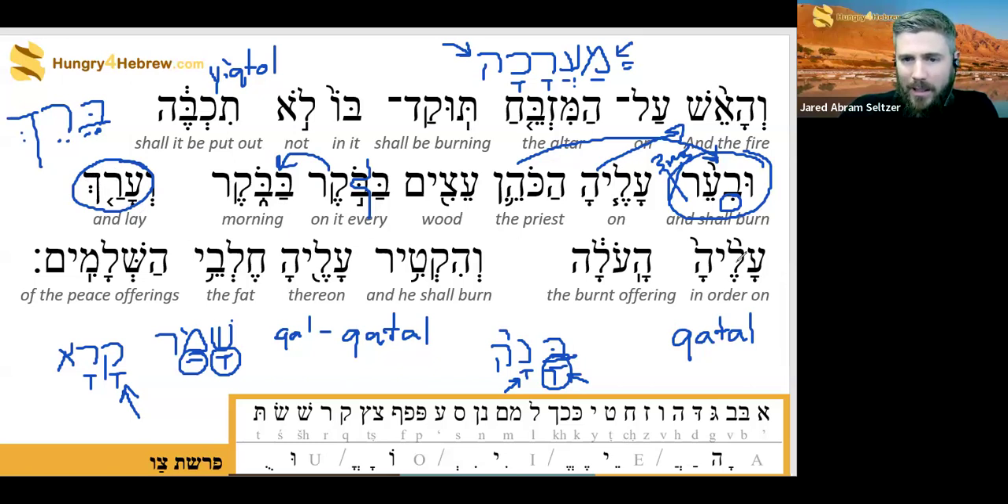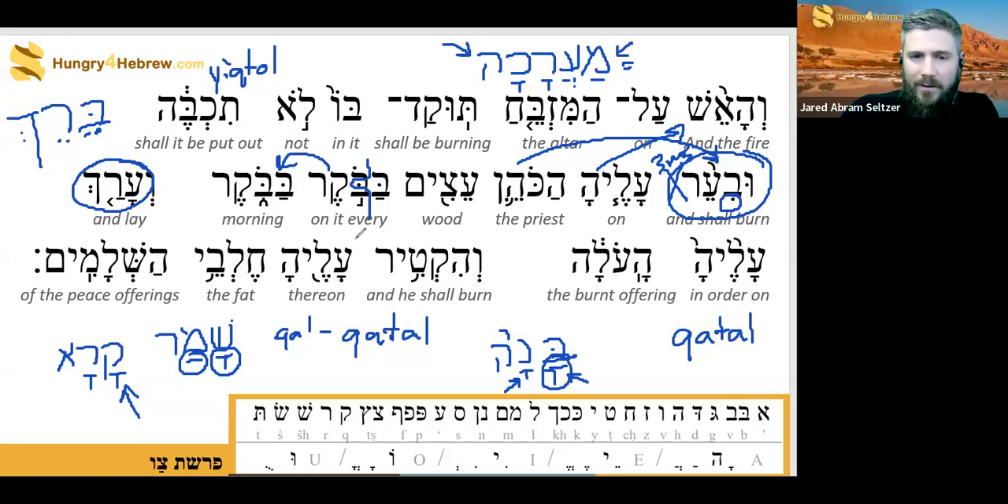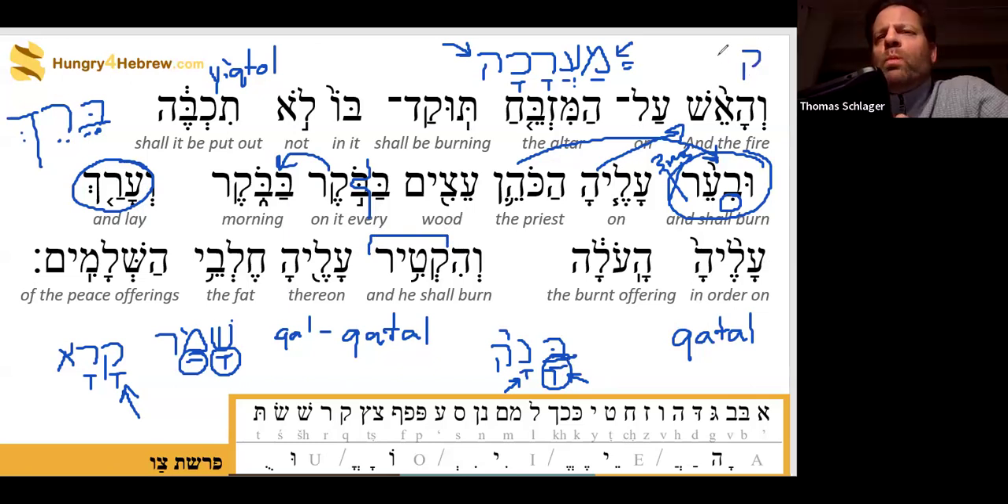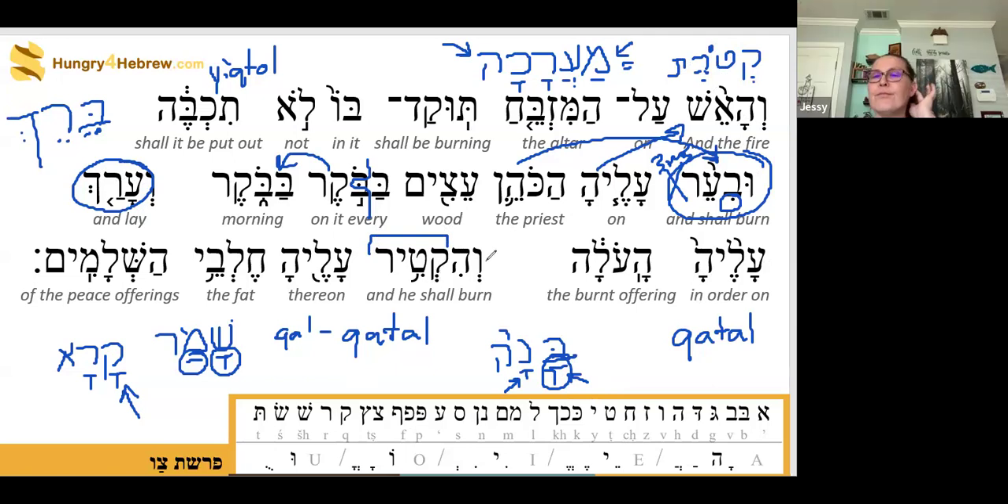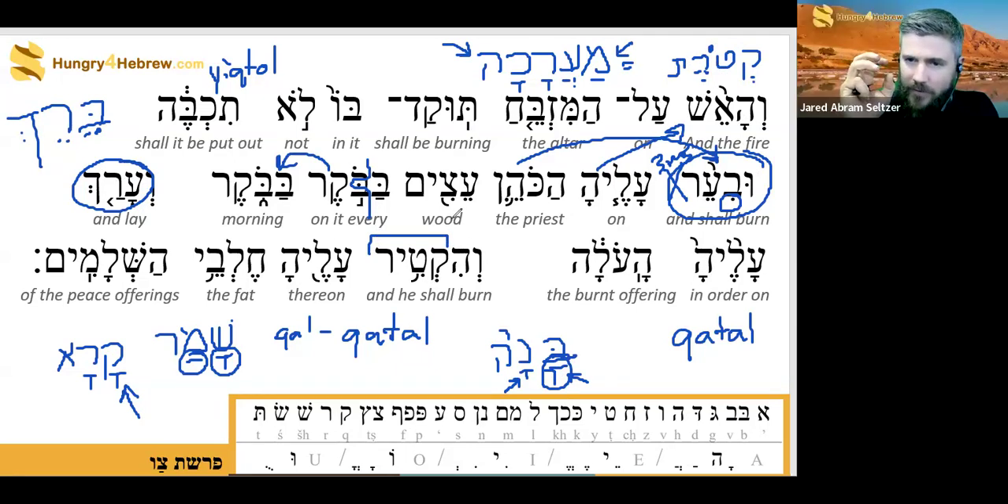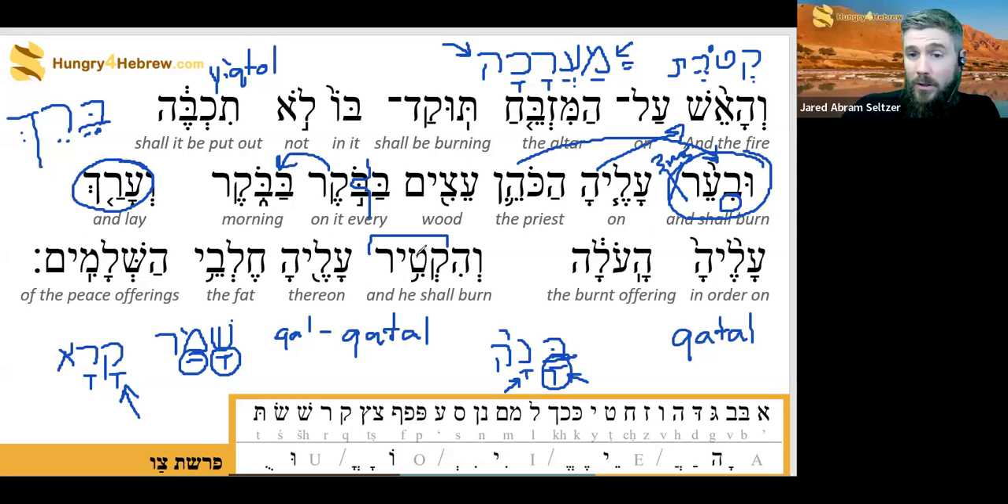And he shall arrange aleha, upon her, the fire, ha'ola, the ascending whole burnt offering, vehiktir, what is ketoret? Ketoret. Ah, it's incense. Ketoret, so here we get that root of turning into smoke in the heel, causing something to smoke. And he shall turn into smoke, aleha, on the fire, chelve, the fat or fat portions of hashlamim.